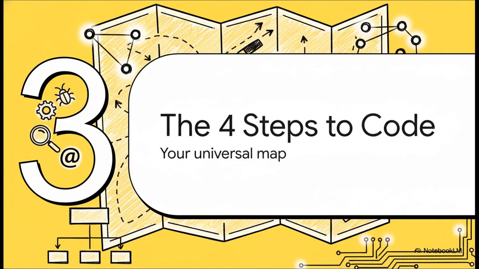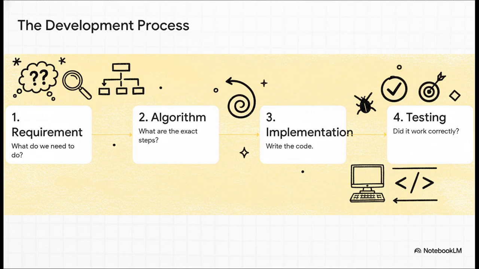That need for a plan brings us to maybe the single most important concept you're going to learn today. This is your universal map, your secret recipe for tackling any programming challenge you'll ever face, no matter how big or small. It's a simple 4-step process.